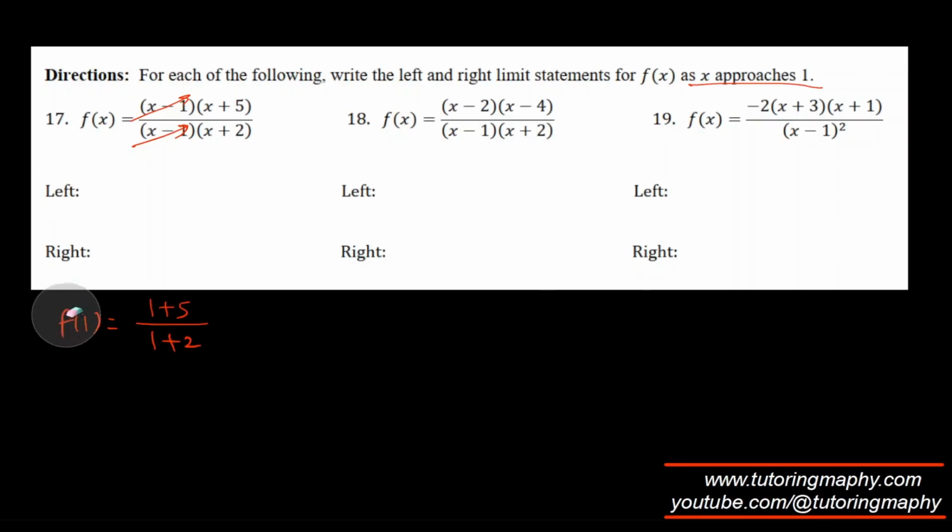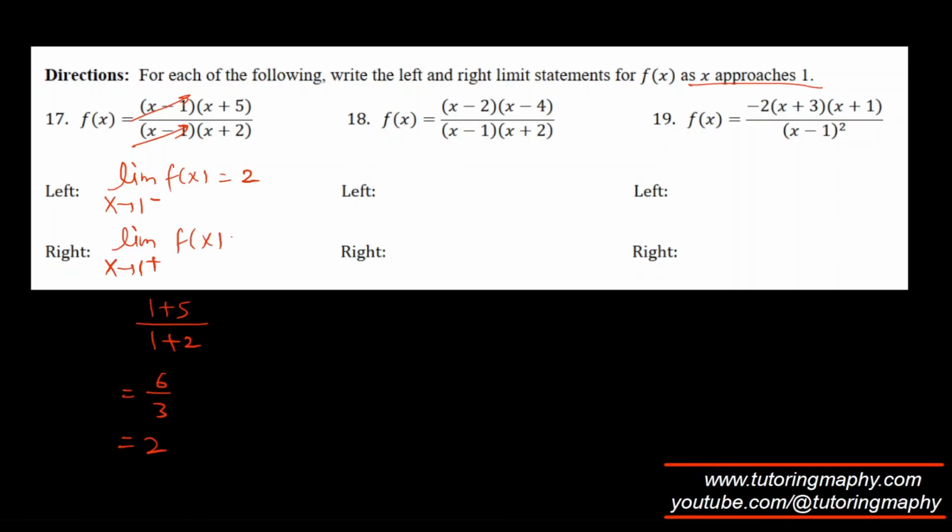It's not f of 1 as such because it's the simplified version, but you understand that I've simplified it and then I'm putting 1. So it will become 6 over 3, which is 2, which means that the left hand limit at 1 of the function is also 2, and the right hand limit 1 plus of f(x), likewise, is also 2.